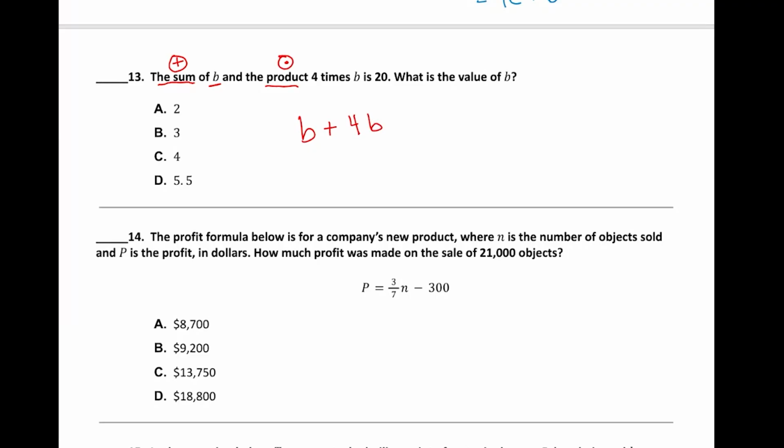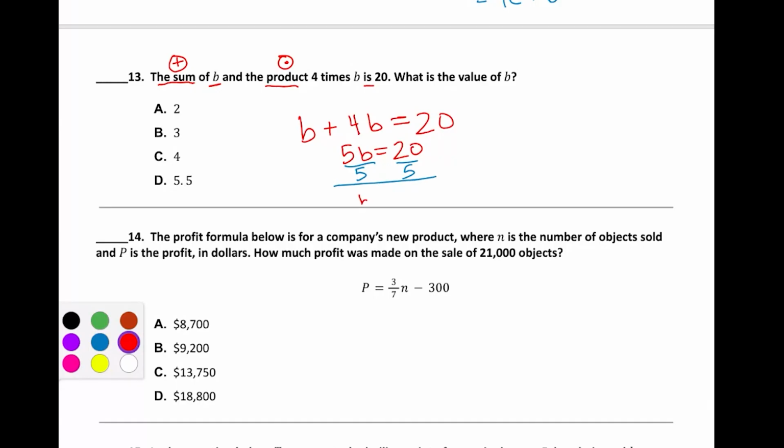So B plus 4B equals 20. So B plus 4B equals 20. What's the value of B? Well, we just need to solve for B here. 1B plus 4B is 5B. And then we can divide both sides by 5 to get B equals 4. Our answer is C.